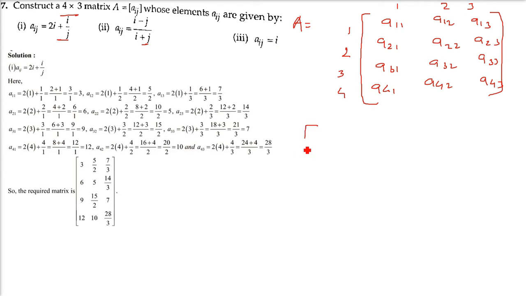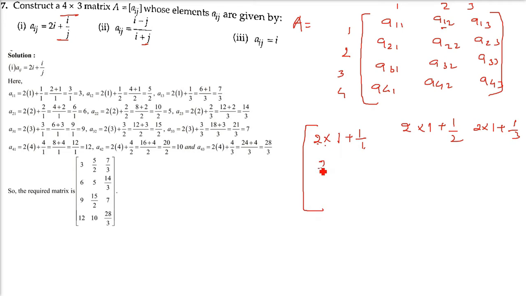So just use this formula 2i plus i by j. So 2 into 1 plus i by j. That is 1 by 1. Second one is 2 into 1 plus i by j, 1 by 2. This is 2 into i is 1 plus 1 by 3. Now you see a pattern. 2 into 1, 2 into 1, 2 into 1 is already there. 1 by 1, 1 by 2, 1 by 3. Similarly, there will be a pattern here also.